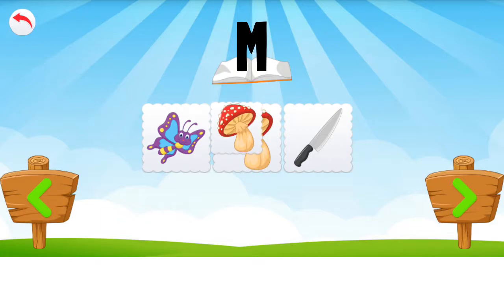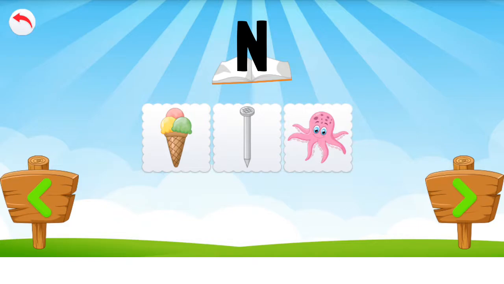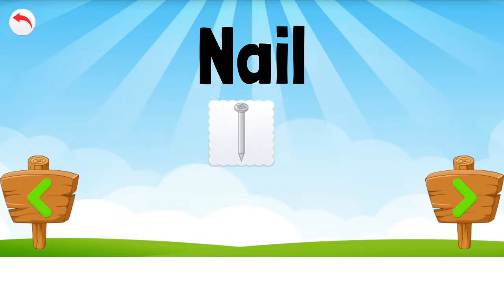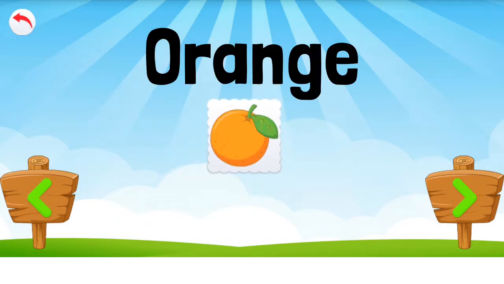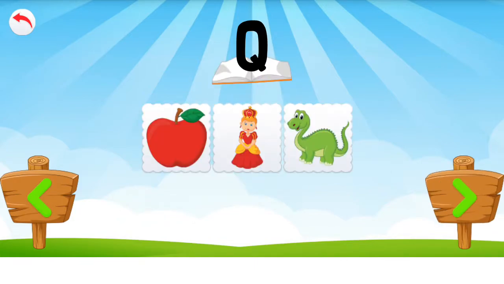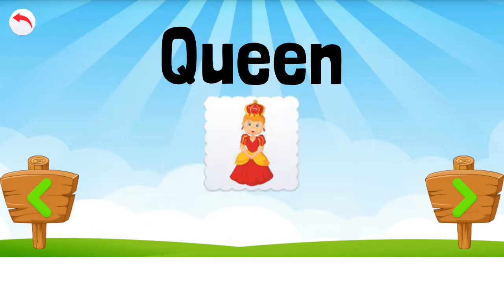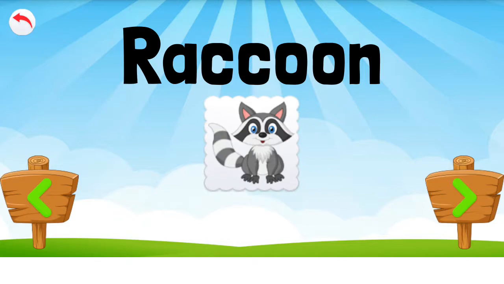Keep up the good work. M is for mushroom. Nice job! N is for nail. All right. O is for orange. Awesome! P is for pig. Brilliant! Q is for queen. Keep up the good work. R is for raccoon.